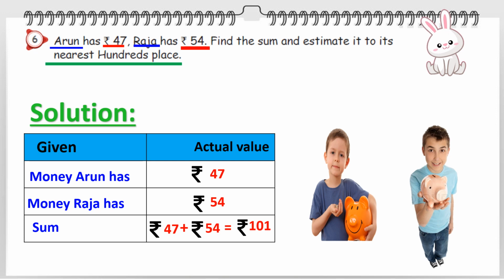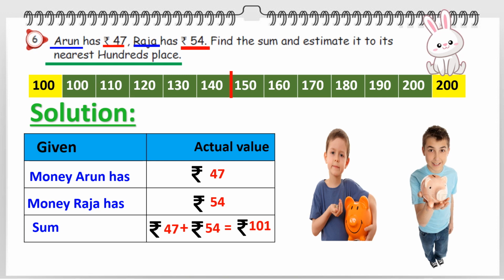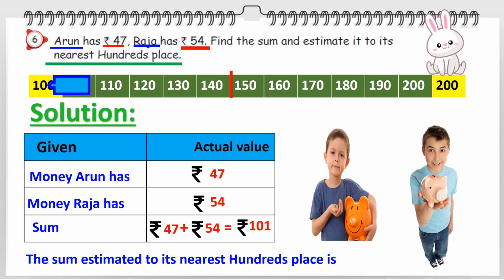Now we are going to find the nearest 100 place. So for 101 we are going to find the nearest 100. Just check the ones place as usual. The number ends with 1, isn't it? So you have to round it down. It's very easy. So 101 lies in between 100 to 110, isn't it? So as usual you have to go left side only. That is 100 is the correct answer. Okay, fine. So the sum estimated to its nearest 100 place is rupees 100. This is the correct answer. Just have a glance.